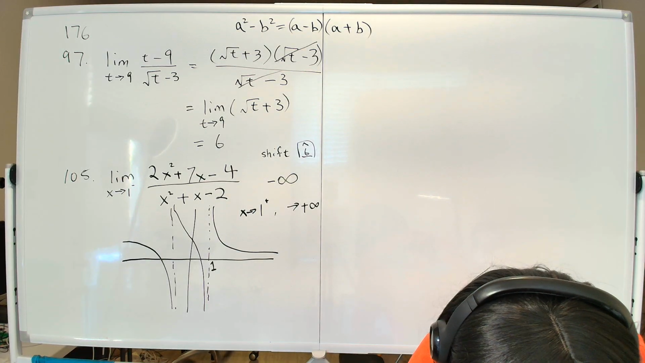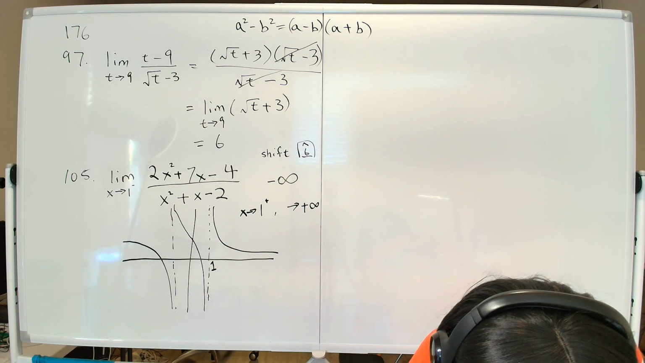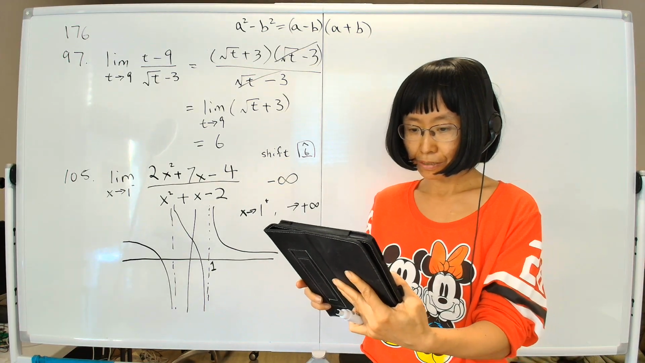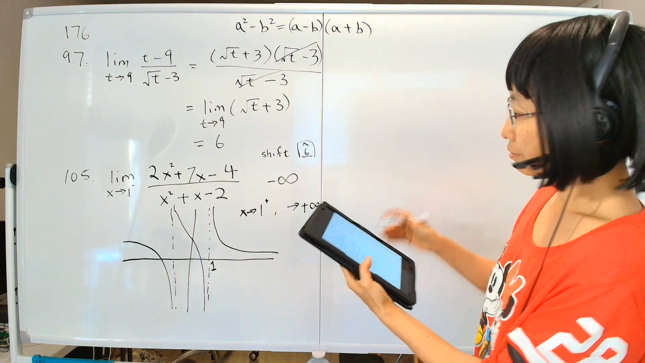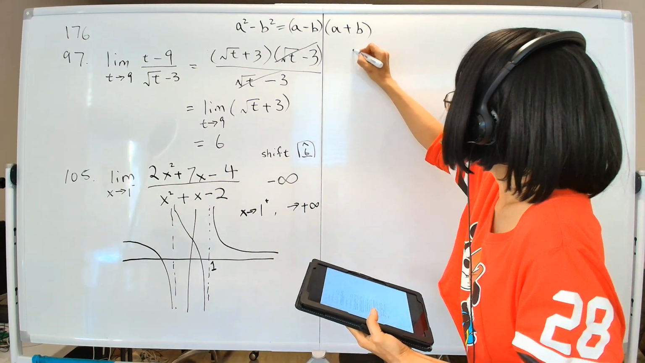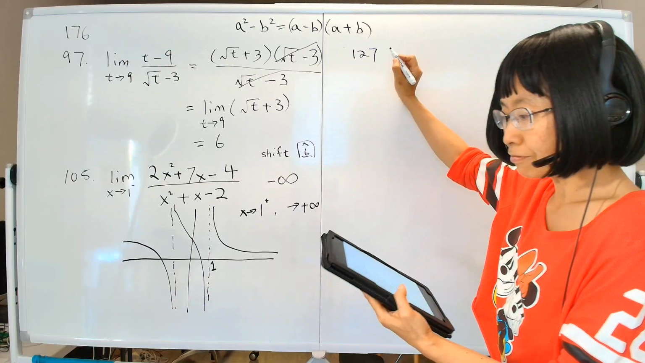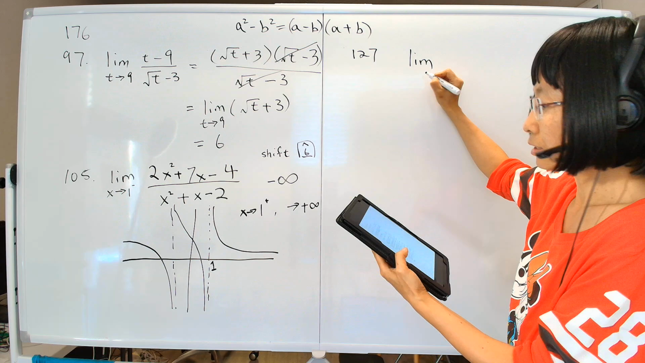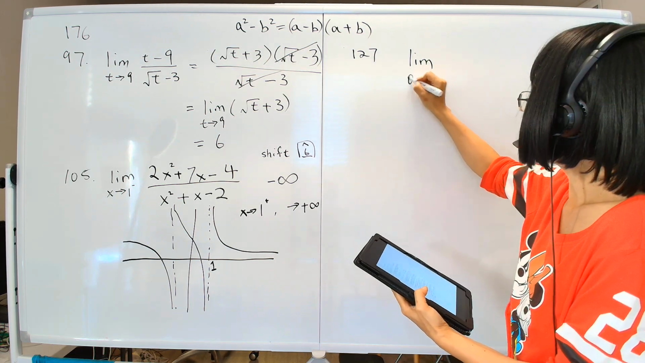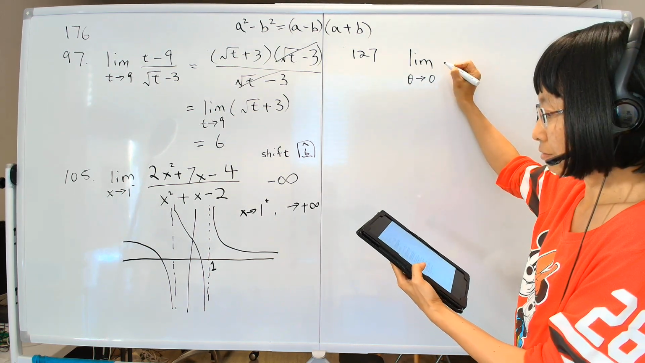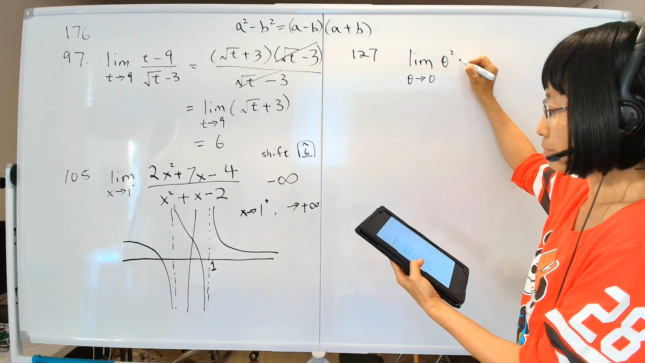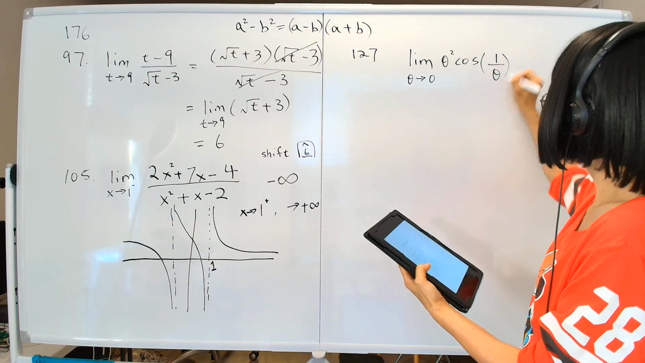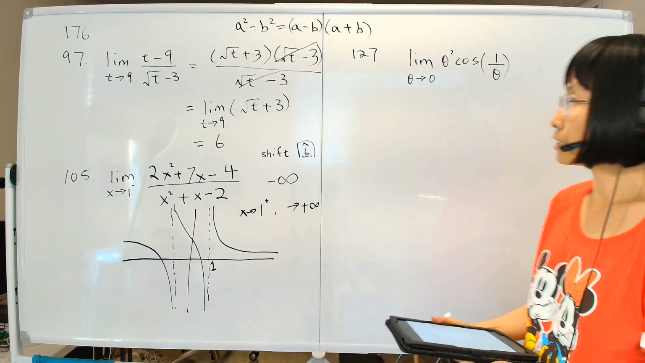The last problem I want to talk about is, where is it? Okay, 127. Flip to 127. Problem 127 wants you to calculate this thing. Limit as theta goes to 0 of theta squared times cosine of 1 over theta. All right, and you're supposed to apply the squeeze theorem.